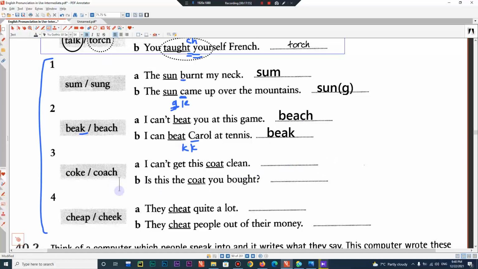Next one, Coke and coach. I can't get this Coke clean. So this one, of course, Coke works well because you have another K sound here. So if you create another K sound here, it's going to make it easier. And this one is again che, coach. Is this the coach you bought? So again, te and ye are linking, so you say the che sound.